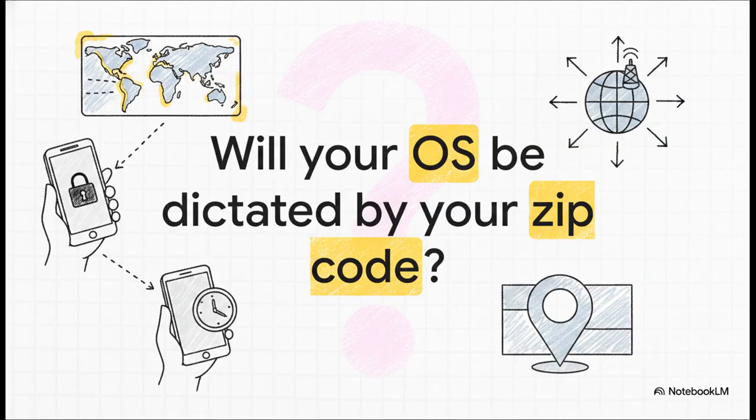Which leaves us with this final, provocative thought to ponder. As digital borders rise, will your smartphone's operating system soon be dictated by your zip code? I mean, think about the device in your hand right now. How different will it look from the rest of the world 5 years from now?